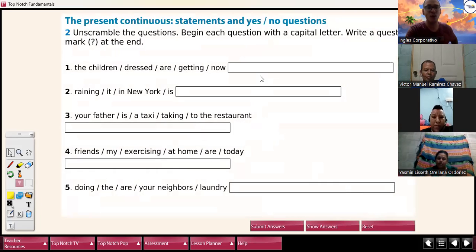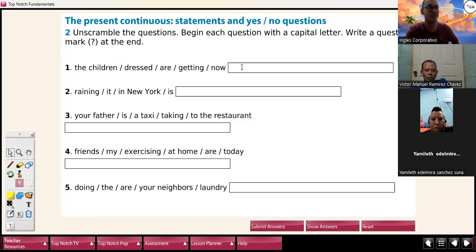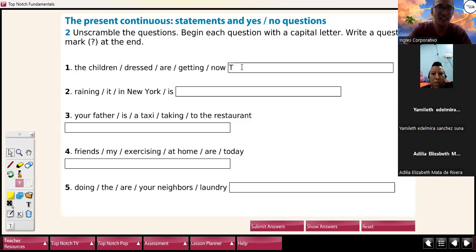Let's put the sentence in order. So tell me, what is the correct sentence? The children are wearing now. Are getting, what is the verb? Getting now. Yes, but what is the complement? You are missing something.